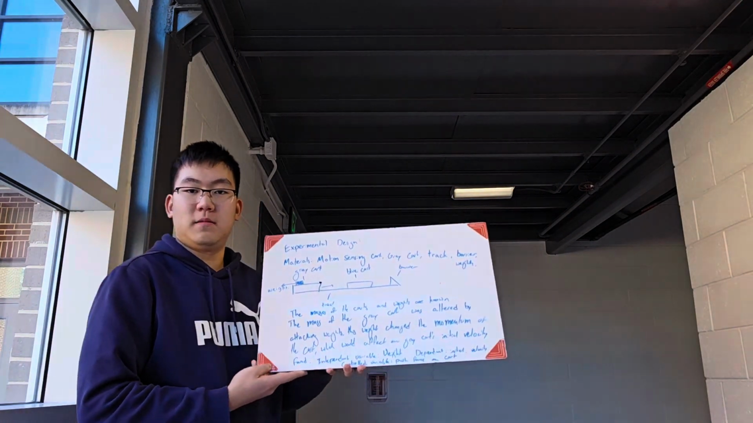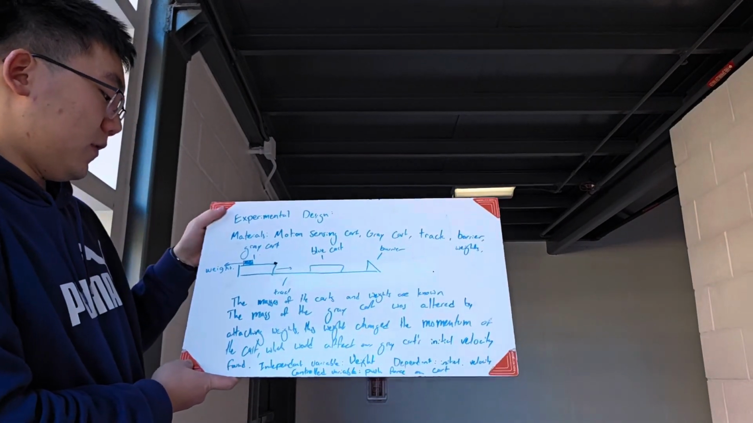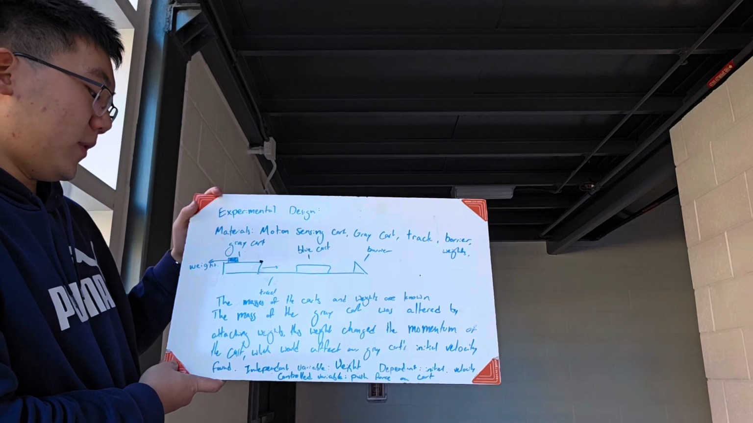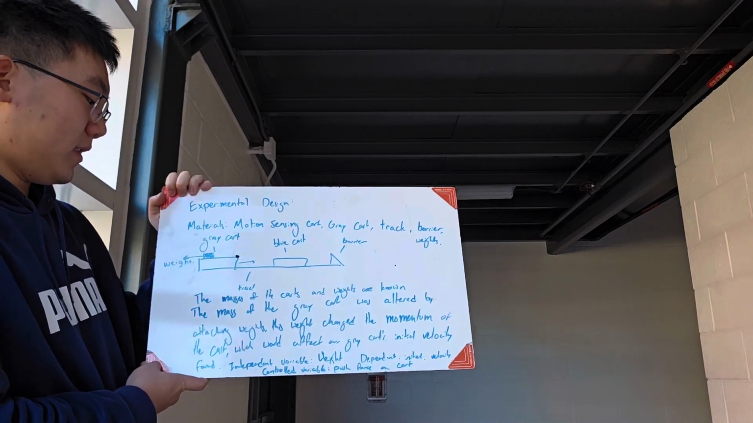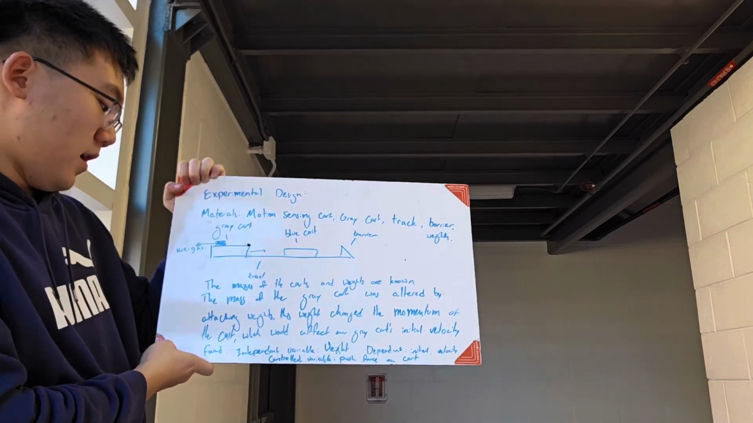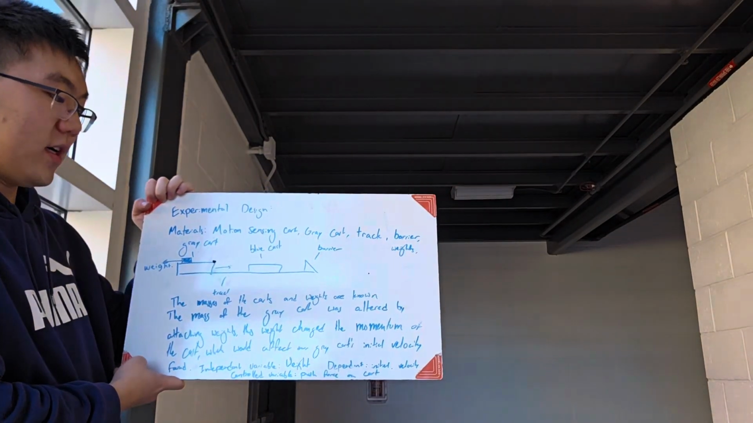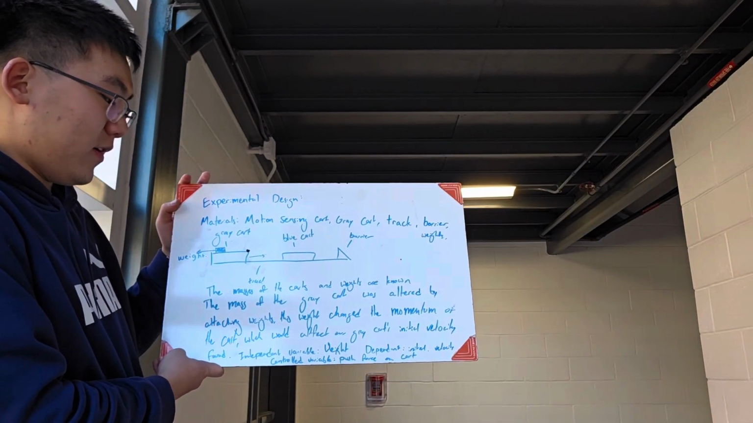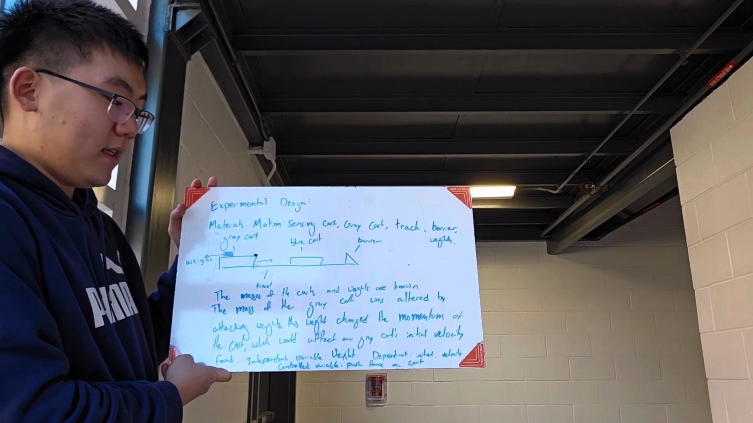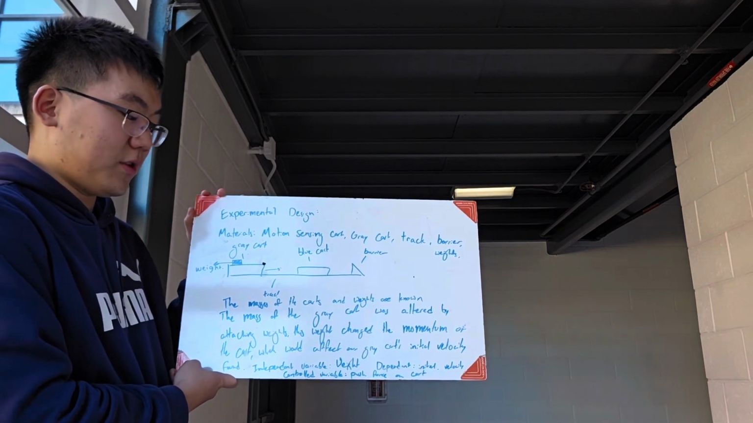Everything in this experiment, we know the weight of it. So first, the masses of the carts and the weights are known. The mass of the gray cart was altered by attaching weights. The weight is right here. This weight changed the momentum of the cart, which would affect the gray cart's initial velocity that we're going to find. The independent variable we have is weight, the dependent is the initial velocity of the gray cart, and the controlled variable is the push force on the gray cart.